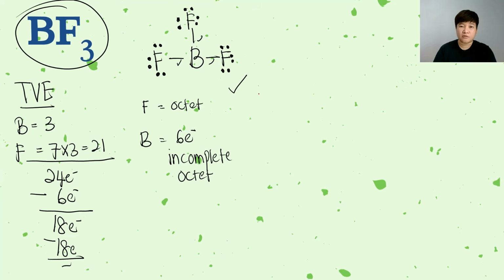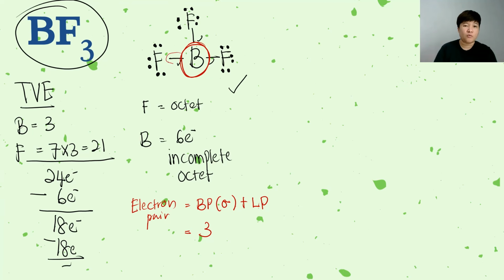After your Lewis structure is correct, we can proceed to calculate the electron pairs and also determine the basic geometry. Again, for the electron pairs, we will focus only on your central atom. Electron pairs will be bonding pairs, of which we take count of sigma only, plus lone pairs. So for the central atom, the bonding pair is 3: 1 bonding pair, 2 bonding pair, 3 bonding pair, and no lone pair, 0. So the electron pair right now is 3.